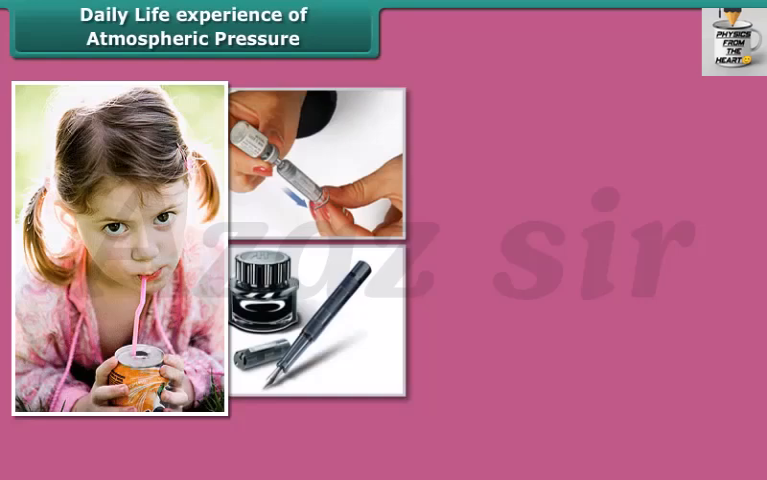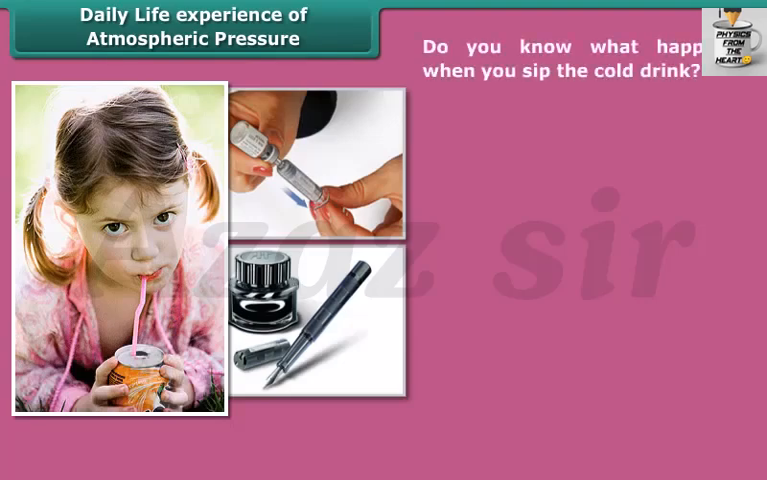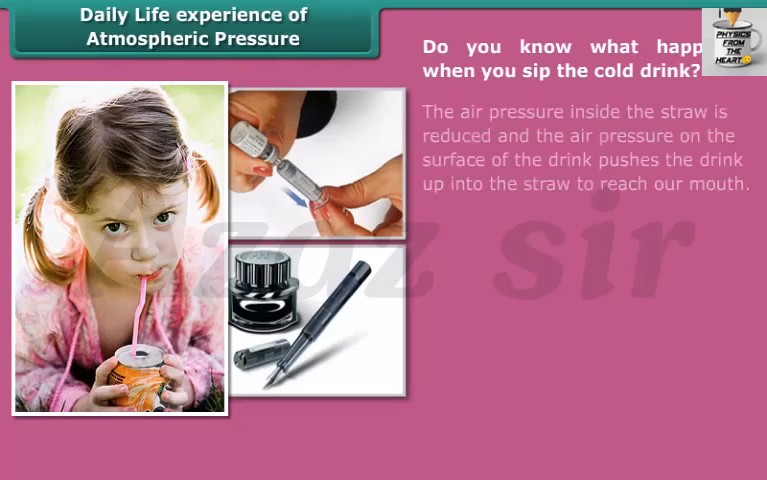Daily life experience of atmospheric pressure. In our day-to-day activities, we experience various instances of atmospheric pressure. Some common examples are sipping a cold drink through a straw, dipping the nozzle of a syringe in the liquid, or filling ink in fountain pens. Do you know what happens when you sip a cold drink? The air pressure inside the straw is reduced, and the air pressure on the surface of the drink pushes the drink up into the straw to reach our mouth.